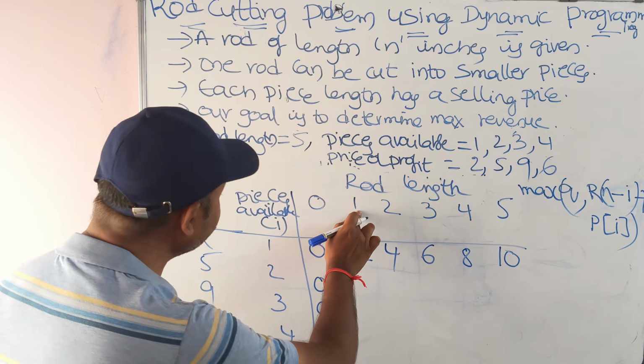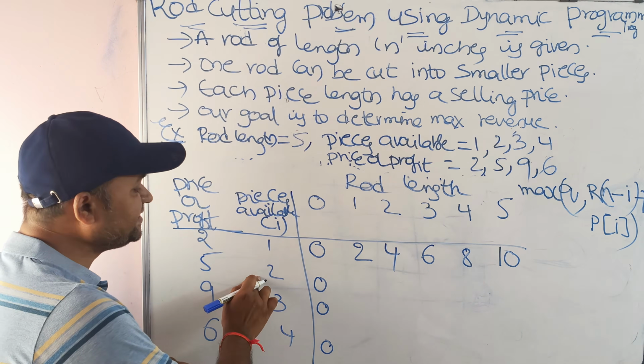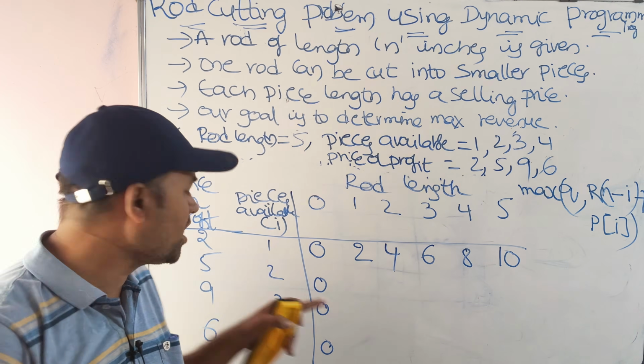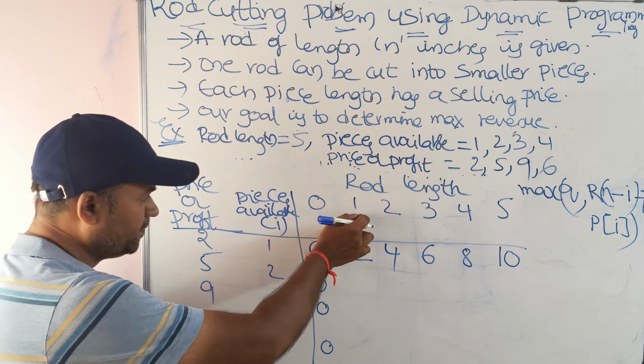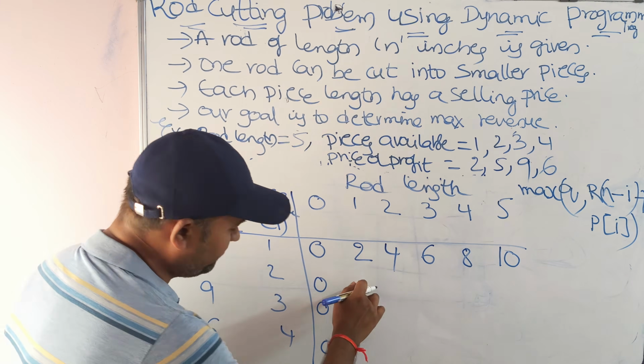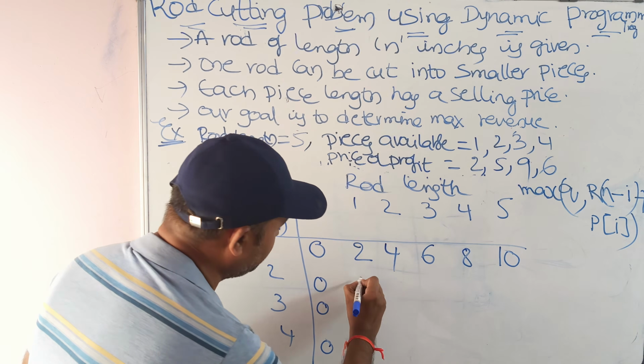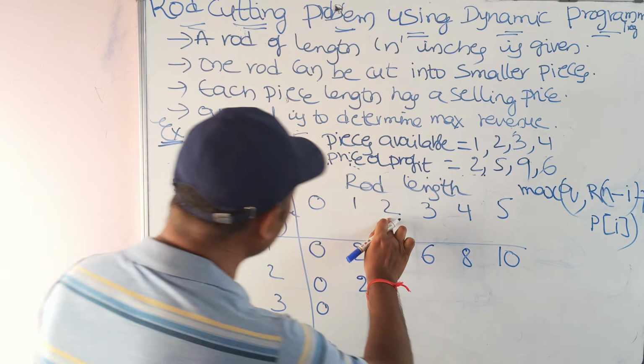Here the rod length is 1, whereas the piece length is 2. So it is not possible. A 1-inch rod can't be made with a 2-inch piece because 1 is less than 2. So we can't write 0 now. Let us take the maximum value, the above value, that is 2.